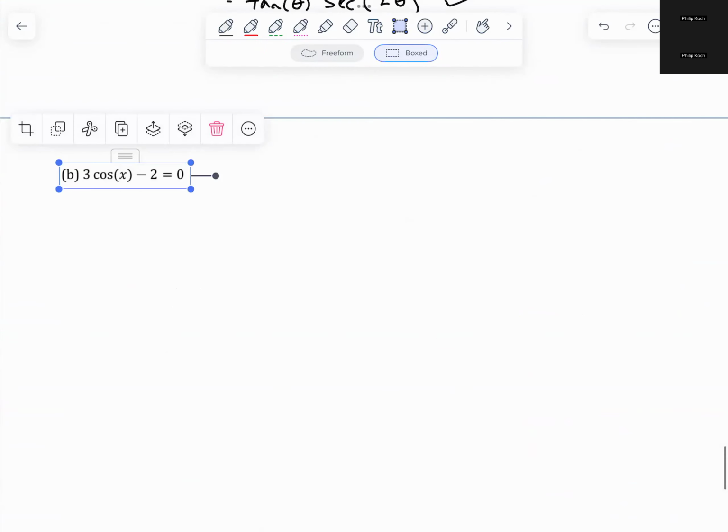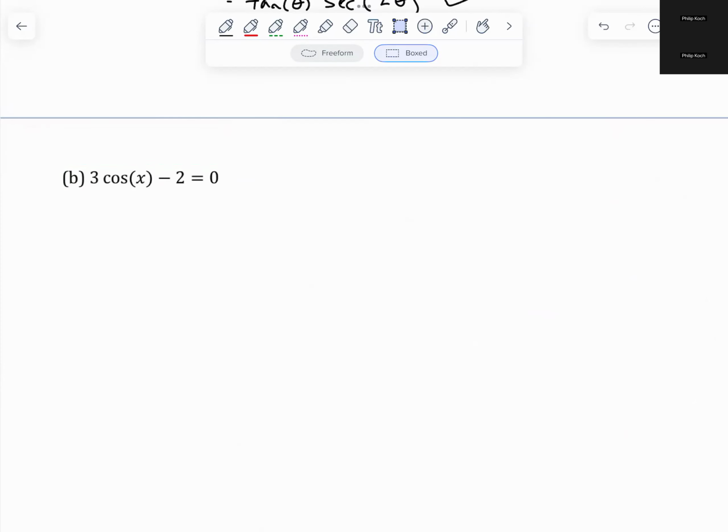Well, B. All right, solving that equation. So just like any other equation, isolate the cosine. So cosine of x will equal 2/3. And so that's not a nice number. That's not one of our nice numbers. That's not square root 3/2. That's not square root 2/2. That's not 1. That's not 0.